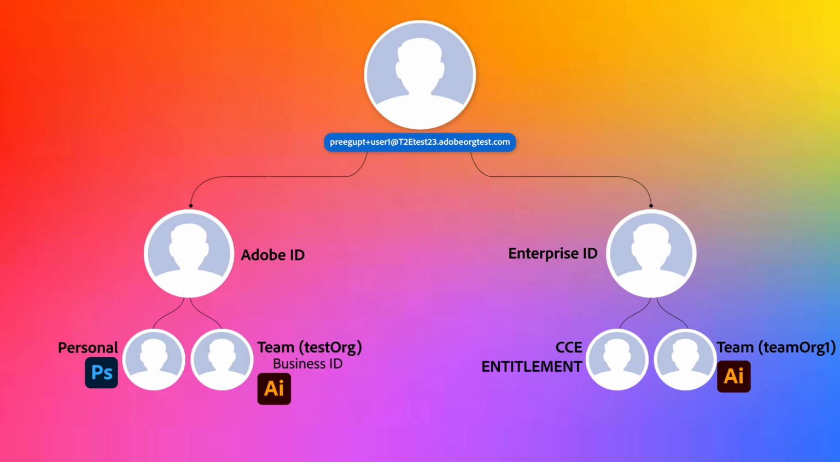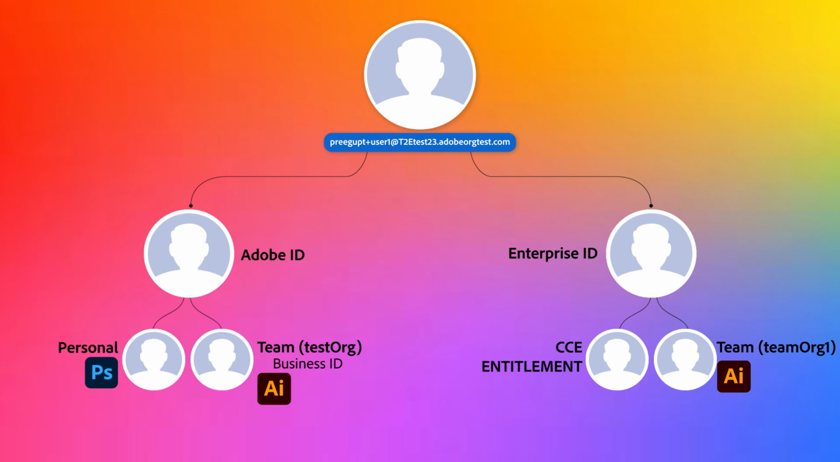And this means there is an entitlement profile that cannot be logged into directly. Rather, it is a member of a team. In order to log into that team entitlement profile, into that business ID, the user has to first log into their Adobe ID and then select the team entitlement profile.